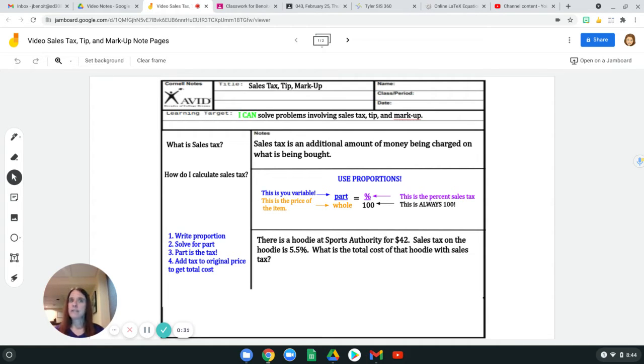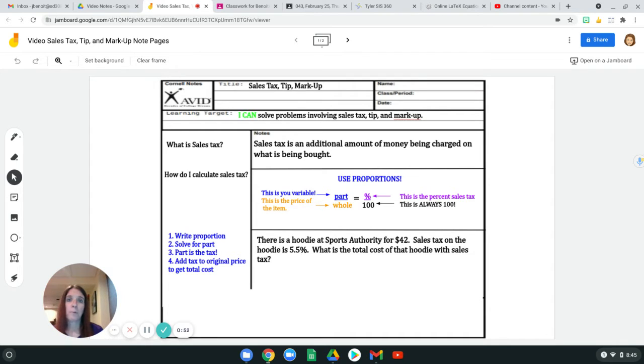All right, what is sales tax? Sales tax is an additional amount of money being charged on what is being bought. So you see a price tag when you buy something, but it's always going to cost a little bit more because of that sales tax. For calculating sales tax, we're going to stick with what we know, and use proportions to help us do that.